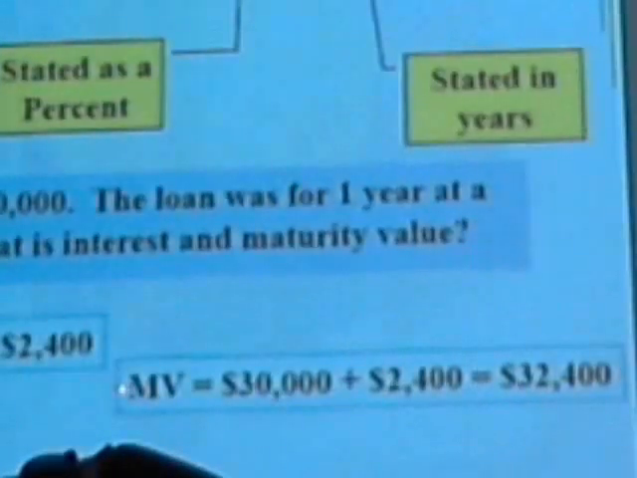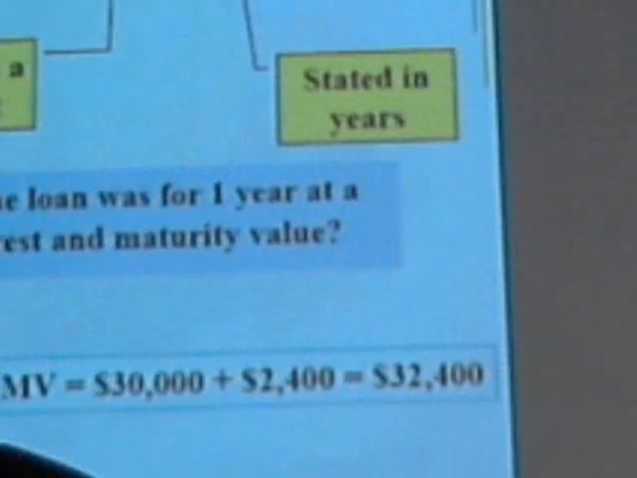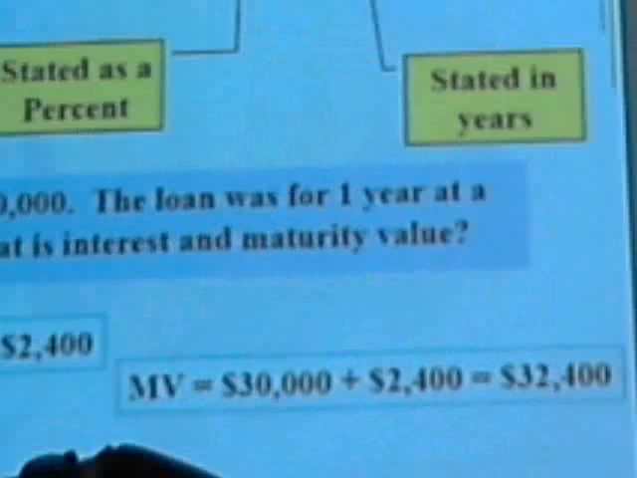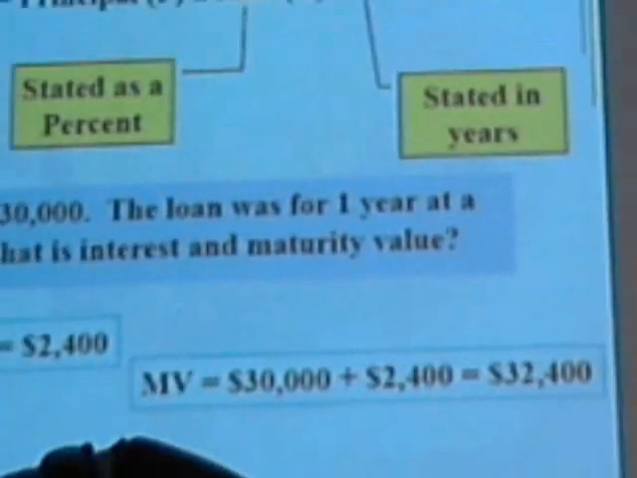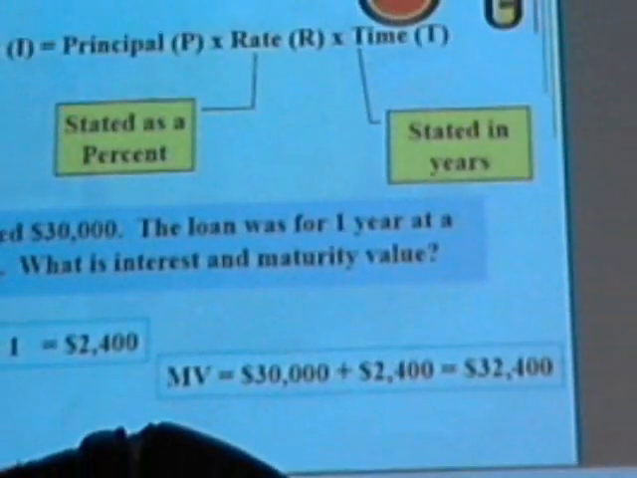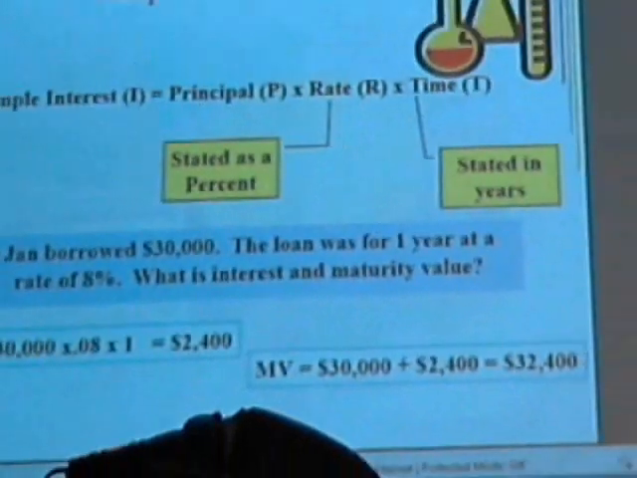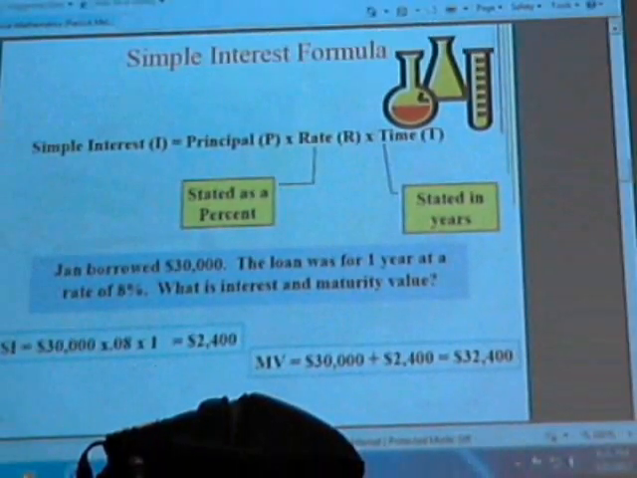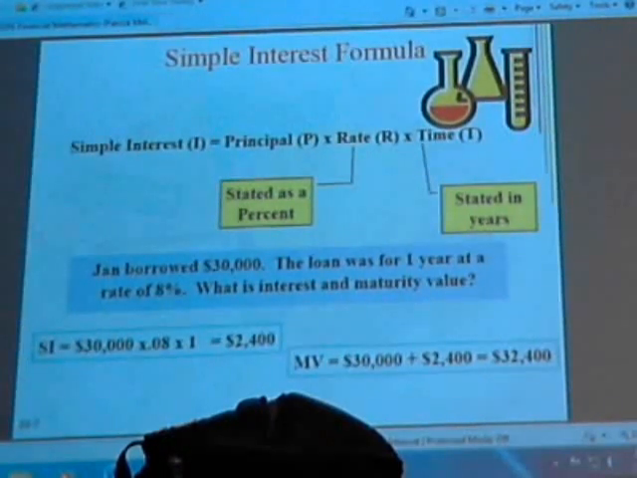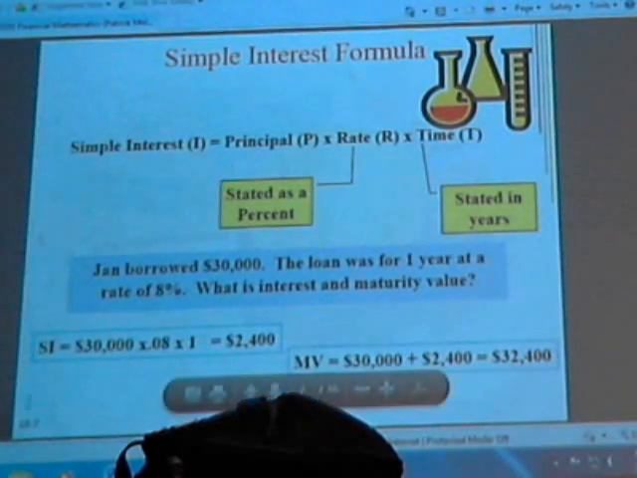Now they ask for the maturity value also. We simply add the interest, see it right here, to the principal. P plus I equals maturity value. Any questions so far? Good.